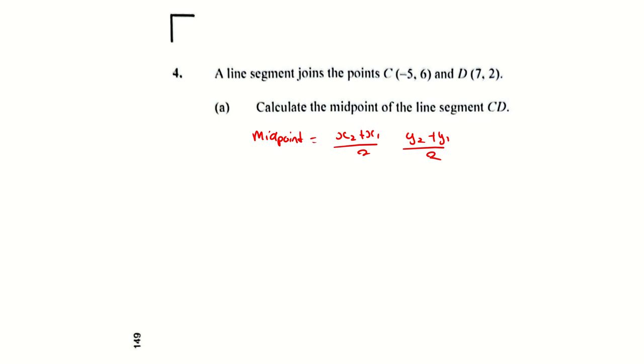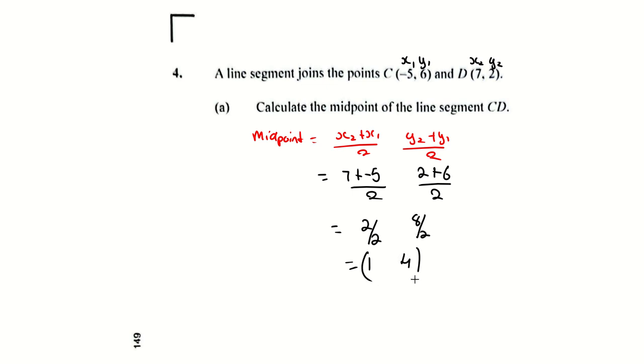Right, let's put this on black. It does not matter which one you choose as group 1 and group 2. If C is group 1, this will be x1, y1, and this is x2, y2. So this would be 7 plus negative 5 over 2 and 2 plus 6 over 2. 7 plus negative 5 is equal to 2 over 2, which is equal to 1. And 6 plus 2 is 8. 8 over 2 is 4. So 1, 4 would be my midpoint of line CD.